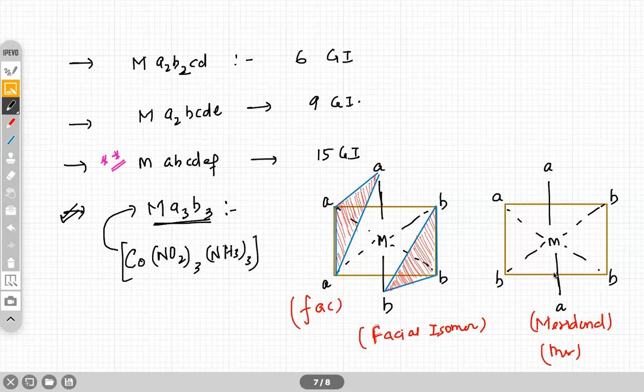So here you see that of the A ligands, one A is present at 90 degrees from the other A ligand and 180 degrees from another A ligand. It is present at 90 as well as 180. And the same thing we have for B also: 180 with respect to this, 90 with respect to that. So basically, if you interchange the position here, you'll get meridional.